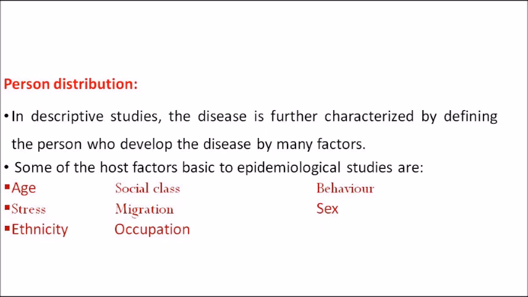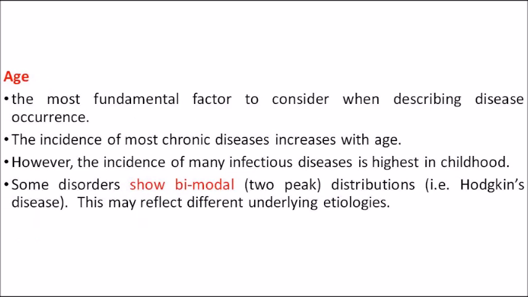Again, the last one is person distribution. So time, place, and person. In descriptive studies, the disease is further categorized by defining the person who developed the disease by many factors. These are basically the determinants, which I have already explained. That is age, stress, ethnicity, social class, behavior, sex, migration, occupation. All these are person dependent factors. In this, you have to concentrate more on age. See this word, bimodal. This can be asked.